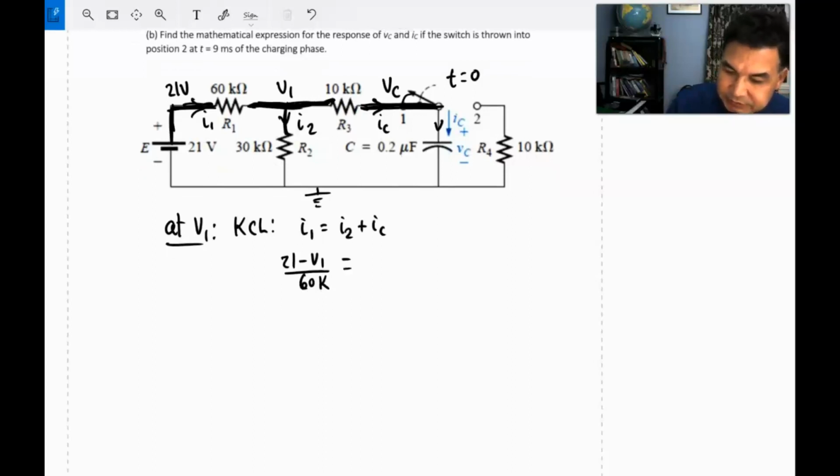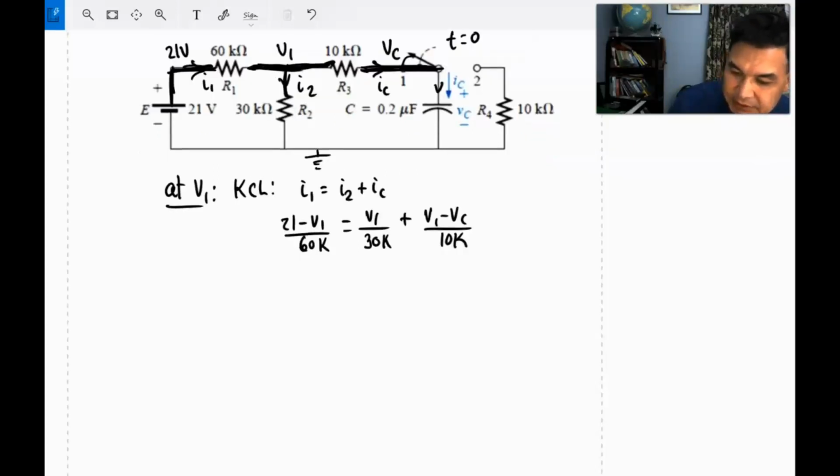On the other side, what is I2? I2 is V1 minus 0, which is V1 divided by R2, which is 30K. Plus IC. This current and this current must be the same, and the current right here is V1 minus VC divided by 10K. And then you simplify it.